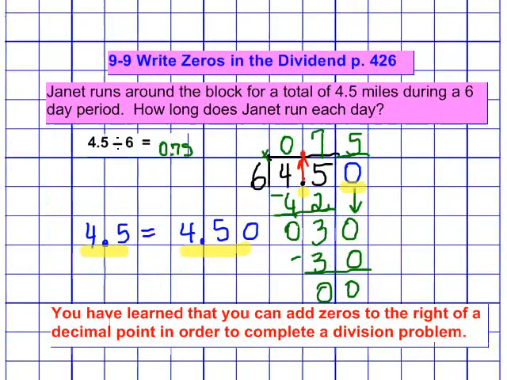To summarize then, today you've learned that you can add zeros to the right of a decimal point in order to complete a division problem.